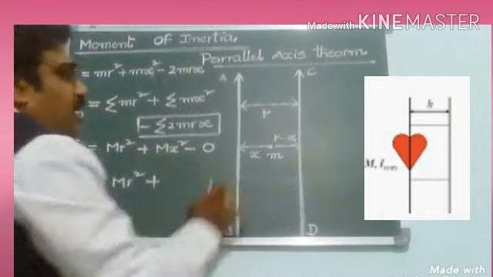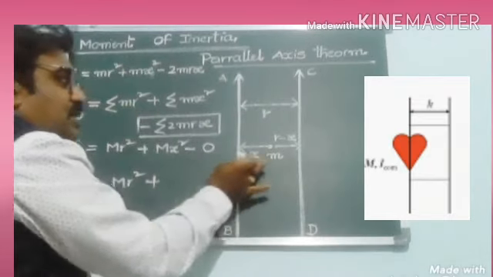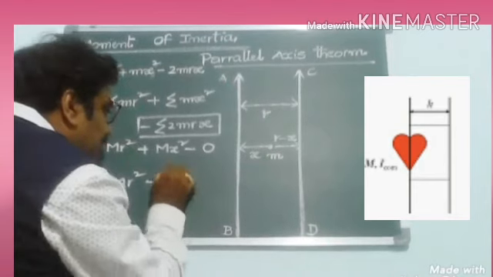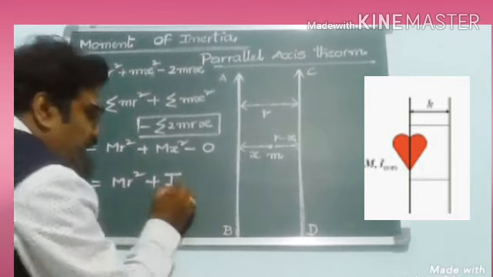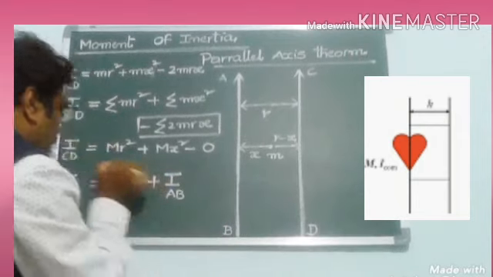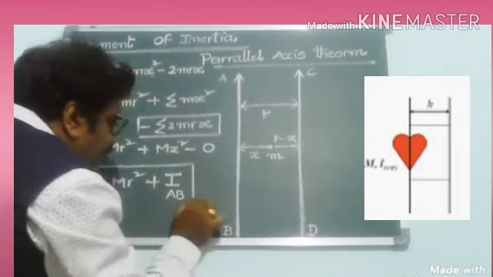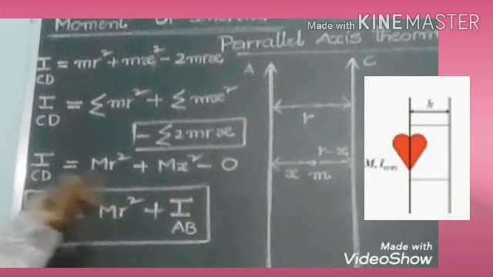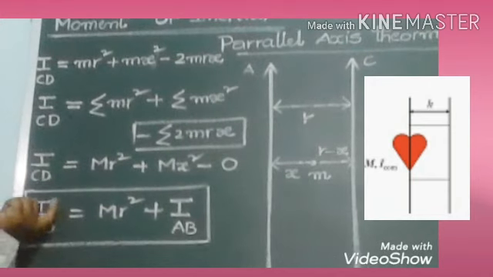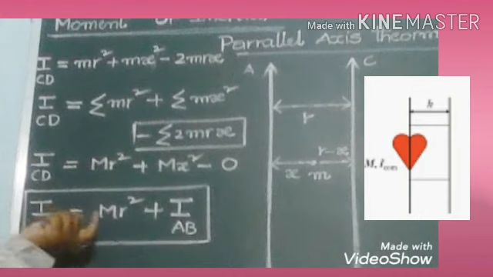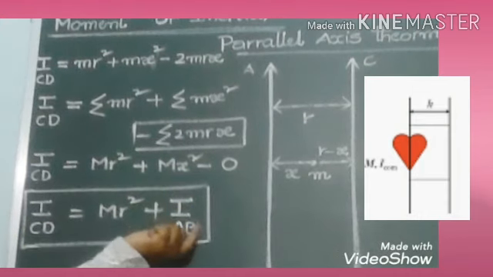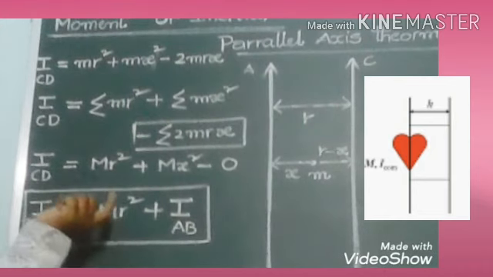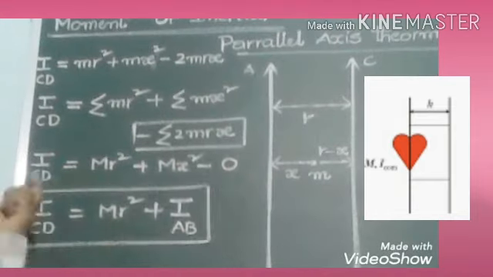plus mx square, where x is the perpendicular distance to the AB axis. So I can easily write this as moment of inertia with respect to AB axis. Hence, the parallel axis theorem is proved. Now the definition of the parallel axis theorem I am going to explain briefly. ICD, the moment of inertia with respect to CD axis, is equal to moment of inertia with respect to AB axis plus the product of mass of the object and square of the distance between two axes.